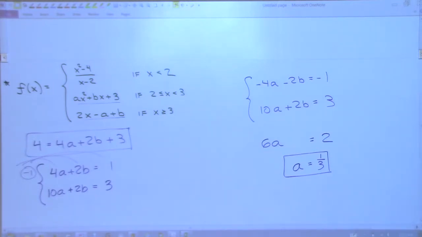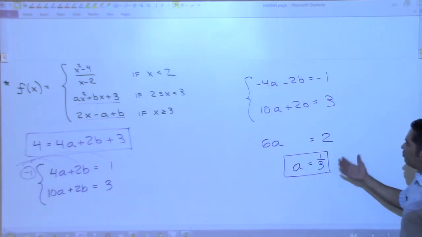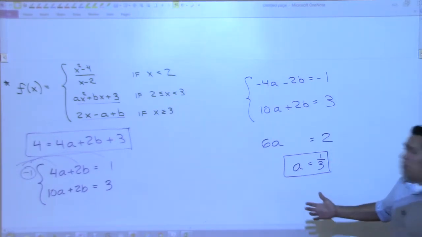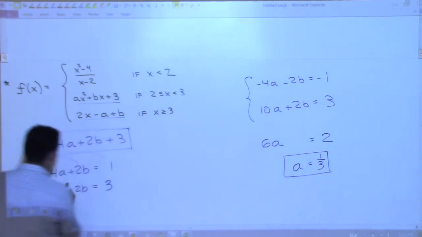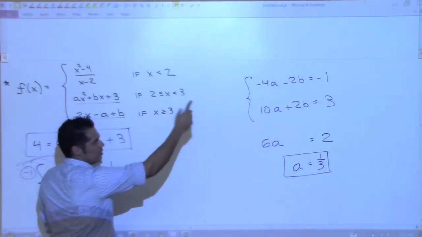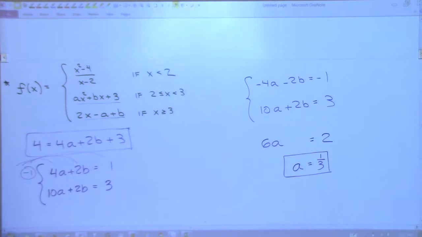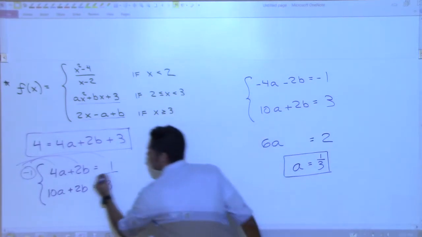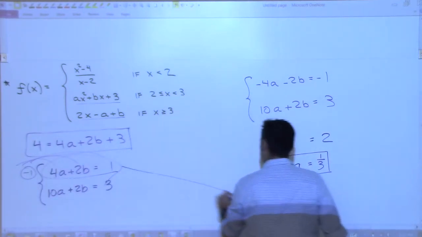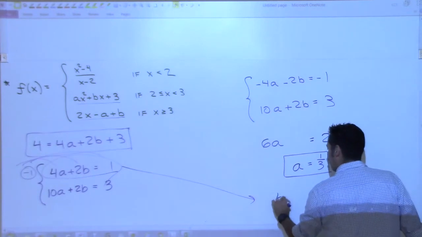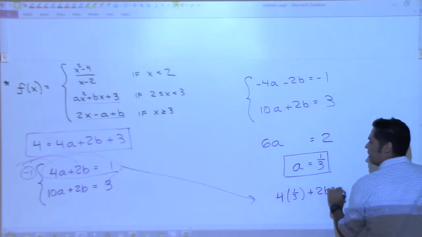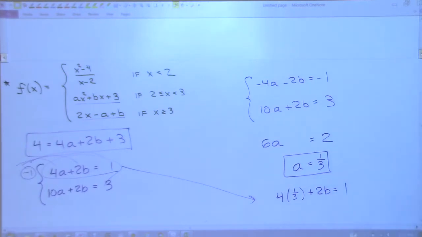Once I know what a is, I can always go back and get b. And the way I do that is I take this answer and I plug it in where? Actually, any of them. You can plug this a into this one, or either one of those, doesn't matter. If you plug a in 1/3, then you're going to be able to get your b. So I'll do that. How about I plug that into, I'm just going to grab this one. Grab that one right there. Let's plug in 1/3. So 4 times 1/3 plus 2b equals 1. And now you solve for b.